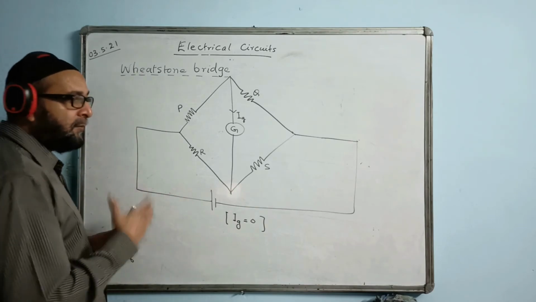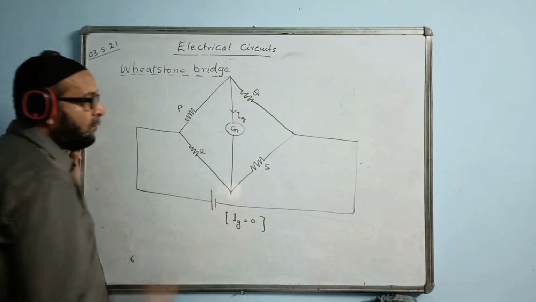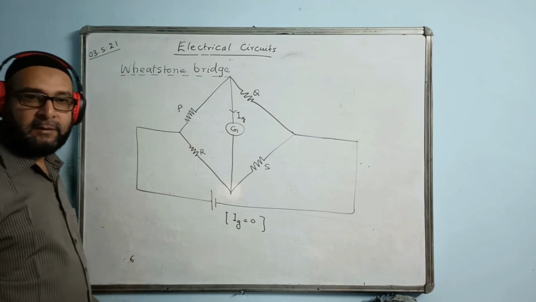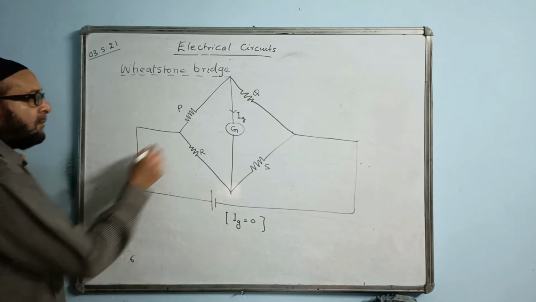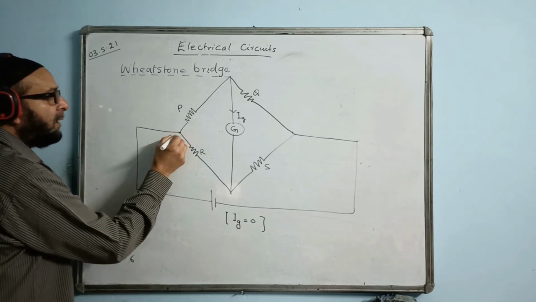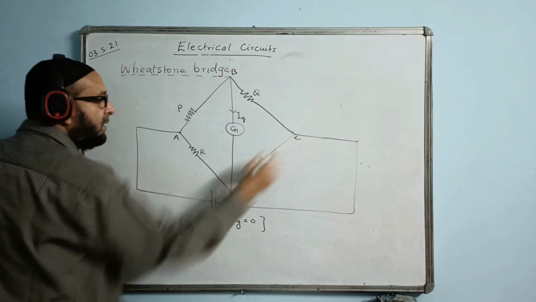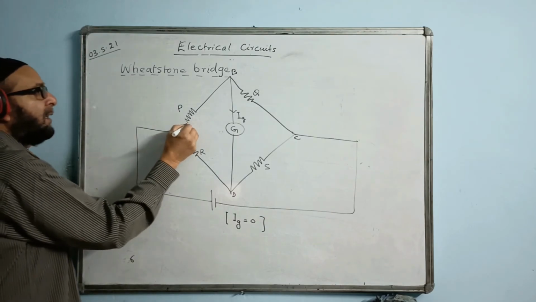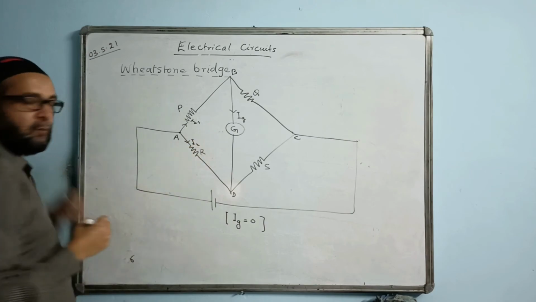Okay. Now we are going to derive the necessary condition when Ig becomes 0, or when the galvanometer gives null deflection, that is, when the galvanometer reads 0, no deflection. To find the necessary condition, I will mark this point as A, this point as B, this point as C, this point as D. And here I take this current as I1, and this current as I2.